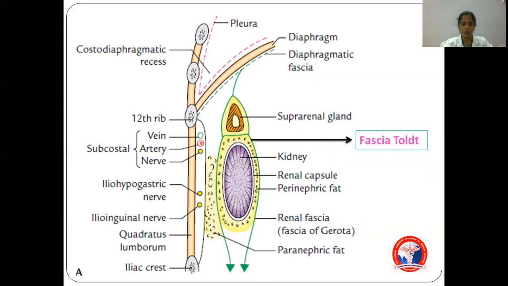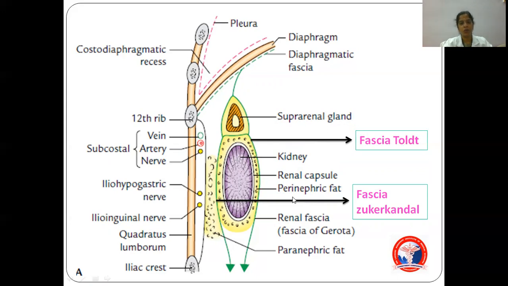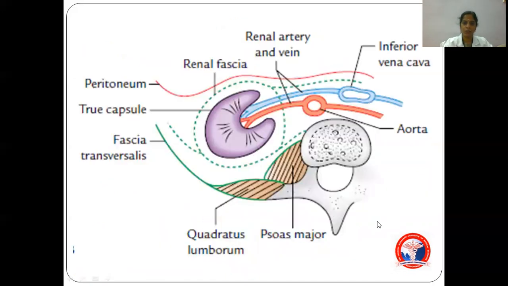Okay. Now, two things you have to know here. The anterior layer of this renal fascia is named as fascia of Toldt. The posterior layer is called as fascia Zuckerkandl. Okay, fascia Toldt, fascia Zuckerkandl. So these are MCQ questions for you. Anterior layer is also called as fascia Toldt. Posterior layer is also called as fascia Zuckerkandl.